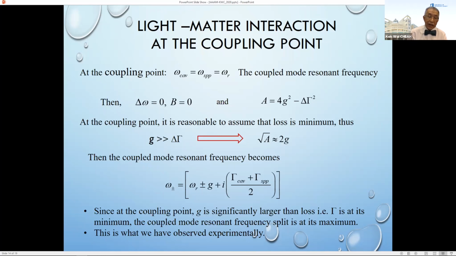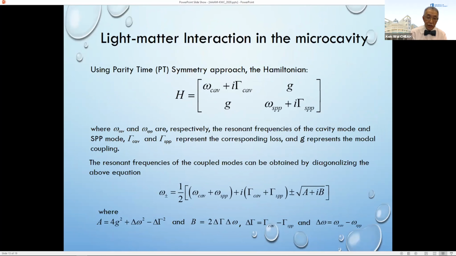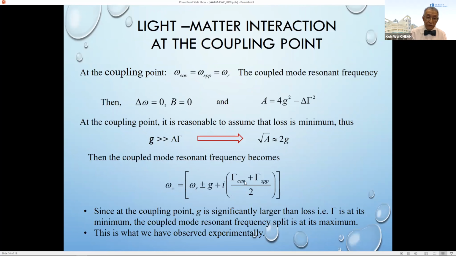So if you substitute back into the equation here and simplify it, you can get this term here. And this term, you could see now, in the real part, will be the resonant frequency plus or minus G. So that actually gives you the split itself here. The other one is in fact the loss itself. Since G is the largest, the resonant frequency split is at its maximum, and this is what we have seen.